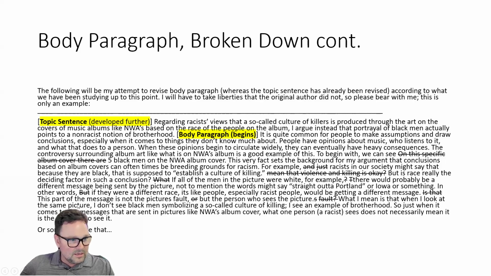Portland or Iowa or something. In other words, if they were a different race, it's like people, especially racist people, would be getting a different message. This part of that message is not the picture's fault, but the person who sees the picture's fault. What I mean is that when I look at the same picture, I don't see black men symbolizing a so-called culture of killing. I see an example of brotherhood.